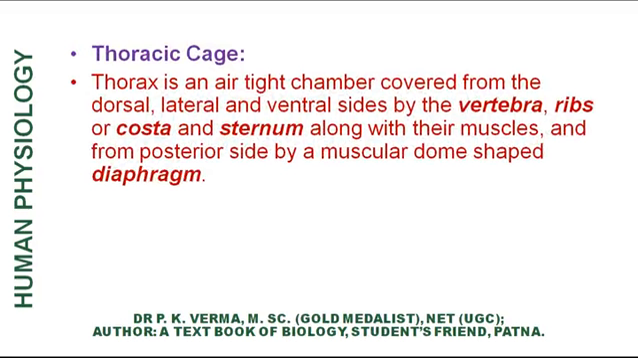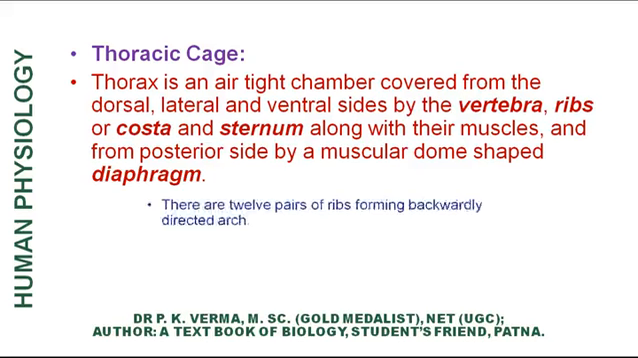The thorax is an airtight chamber covered from dorsal, lateral, and ventral sides by vertebra, ribs or costa, and sternum respectively, along with their muscles, and from the posterior side by a muscular dome-shaped diaphragm.